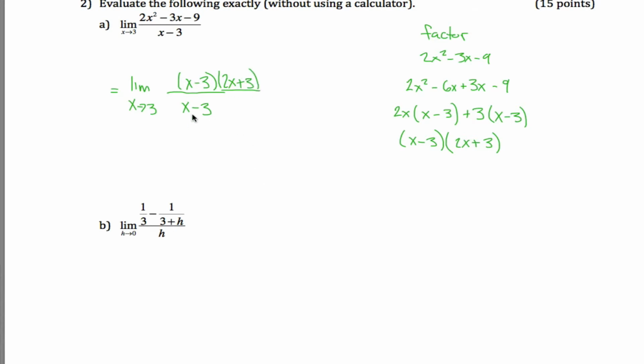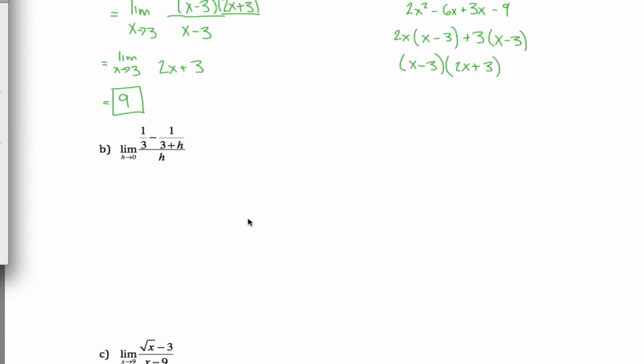This is good because I can cancel out these x minus 3's. Be careful. This thing is not equal to 2x plus 3. However, the limit as x approaches 3 of this thing is equal to the limit as x approaches 3 of what I'd have if I canceled out the x minus 3's, namely 2x plus 3. The nice thing about this limit is I can evaluate it. I can figure out what it's equal to by changing all the x's into 3's. Change all the x's into 3's. 2 times 3 is 6, plus 3 is 9. The answer to this limit is 9.